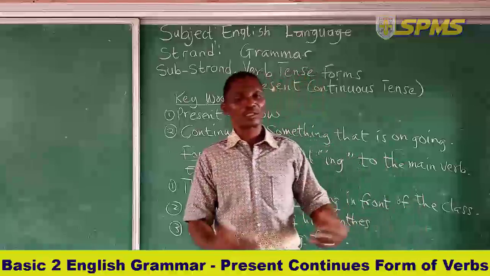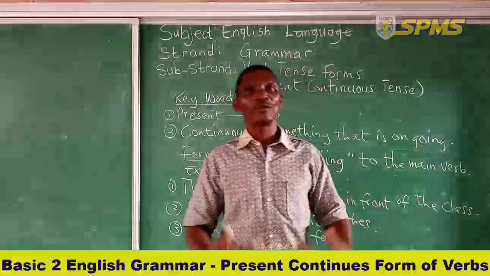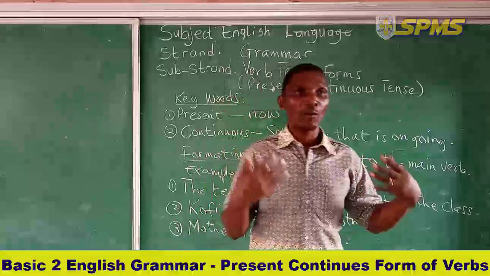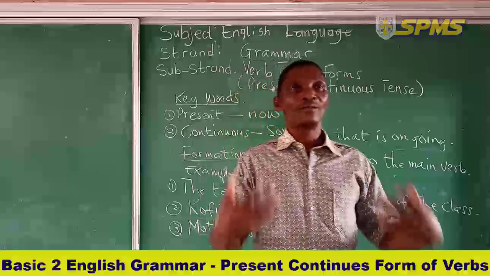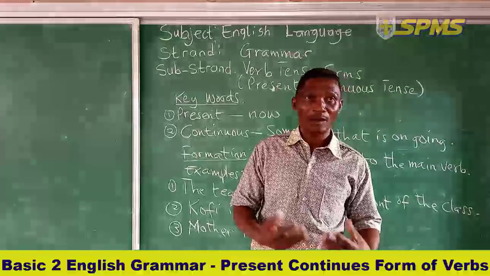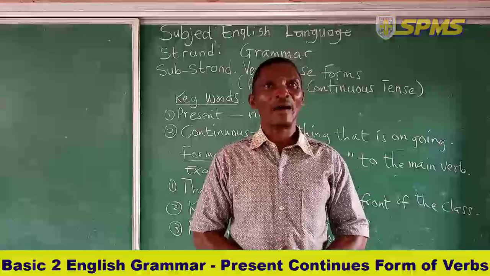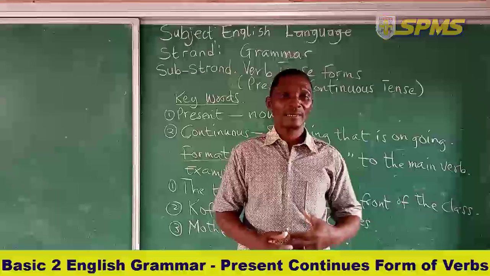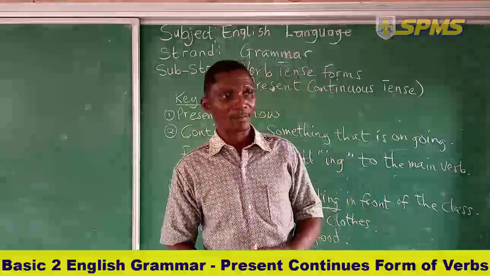Last week, we had a lesson about the present tense of verbs. The present tense talks about activities that are habitual, things that we normally do on a daily basis. For example, I wake up every morning. Mother cooks for the family. These are a few examples of the present tense which we discussed last week in our lesson.